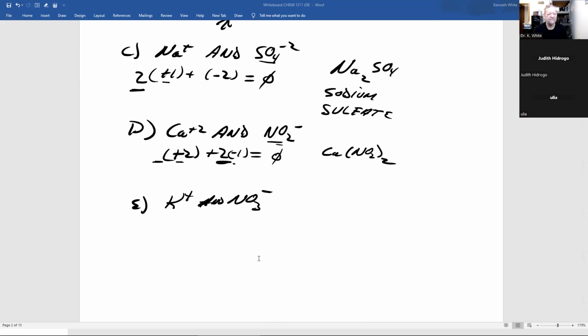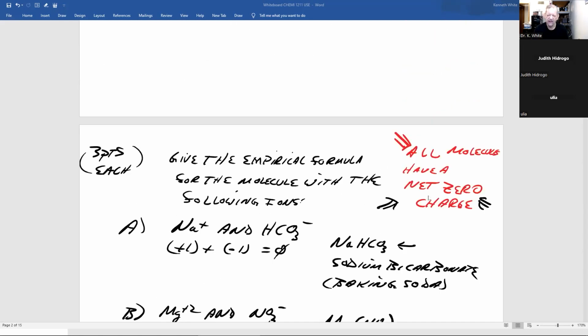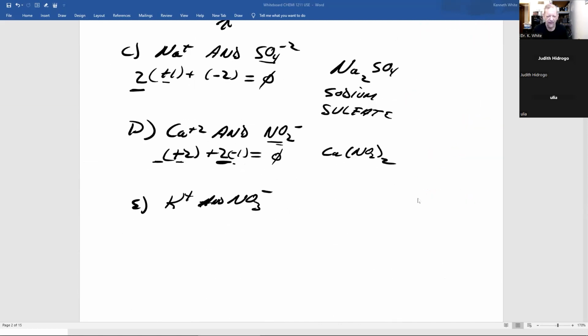All right, my turn. Again, for these problems, all molecules have a net zero charge, so the charges have to add up to zero. The potassium cation is a plus one charge, and the nitrate tells me that's a minus one. Does it add up to zero? It does. So the molecule with these two ions has one potassium and one nitrate. That's potassium nitrate, and that's how you do it.